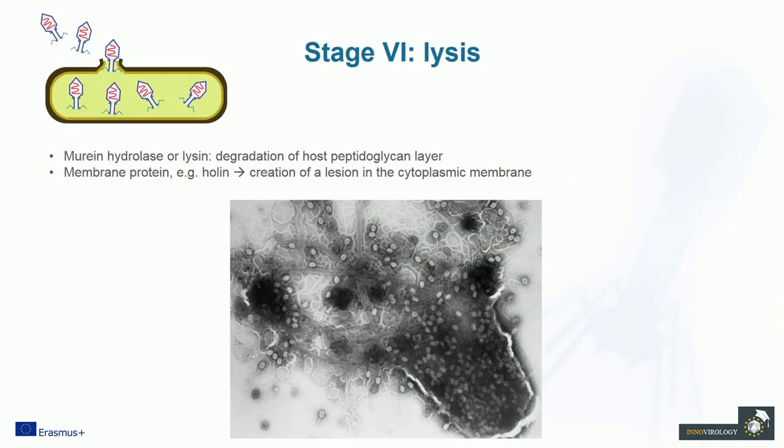The newly formed phage particles are now ready to be released from their host. Therefore, they produce a murein hydrolase or a lysin to attack and break down the host peptidoglycan layer. Furthermore, a holin or another membrane protein can make a lesion in the cytoplasmic membrane. These actions make the bacterial cell wall weak, which results in the burst of the host cell. This is called lysis and is the final stage of the phage infection cycle. The phage particles are released into the extracellular environment and are capable of infecting new host cells.